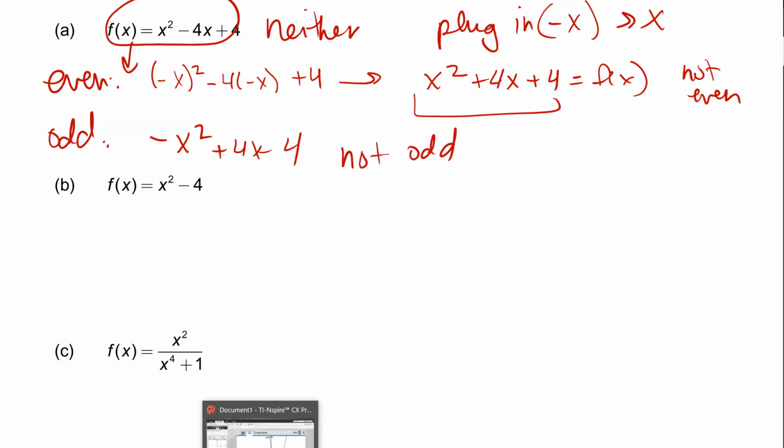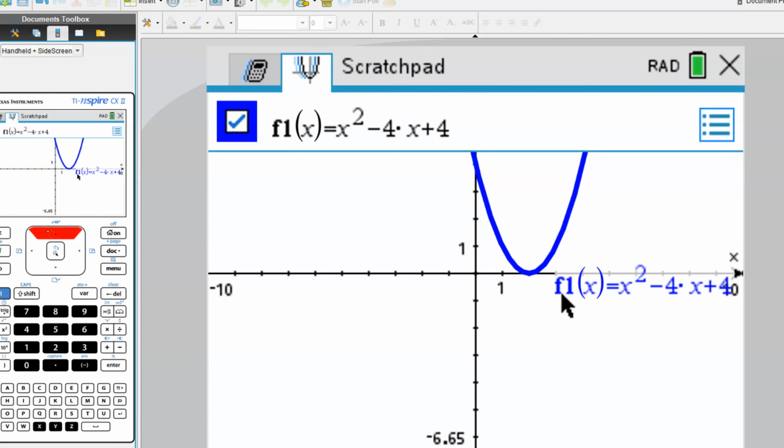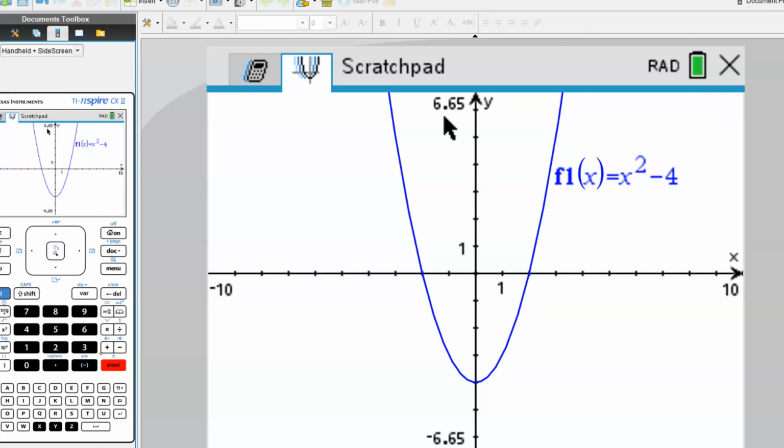Let's do the next one. X squared minus 4. So I have to push tab to get back. I can scroll up, delete, and I just want x squared minus 4. Wait, how do you determine if it's odd? Sorry. So when you plug in negative x for x, if you get the same equation you started with, it's even. If everything's the same except it's opposite sign, what used to be a plus is now negative, what used to be negative is now plus, it's odd. Yeah.